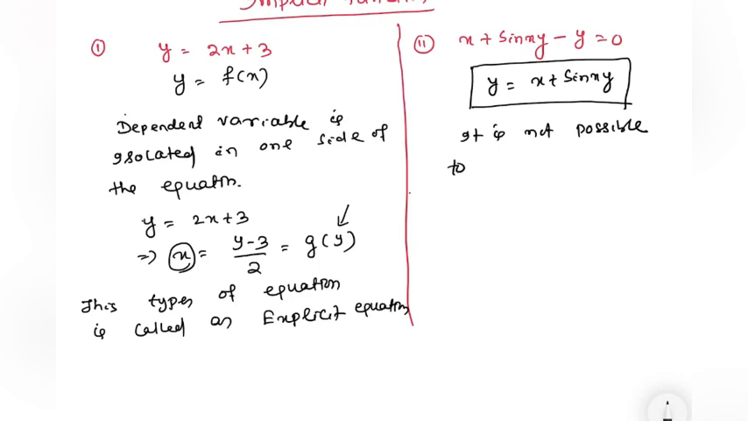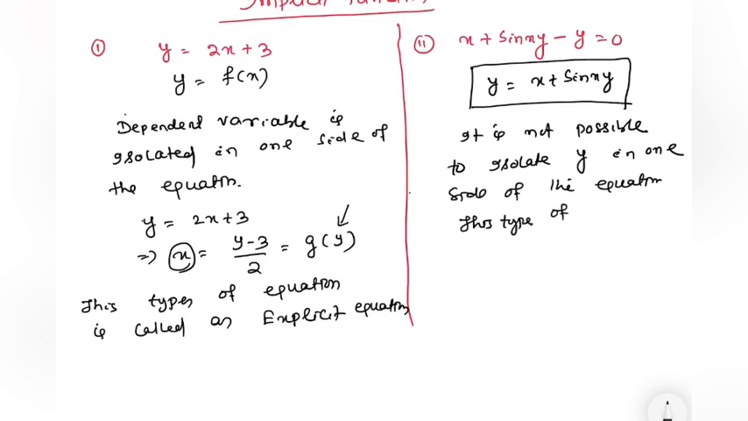So here it is not possible to isolate y on one side of the equation. So this type of equation is called an implicit function.